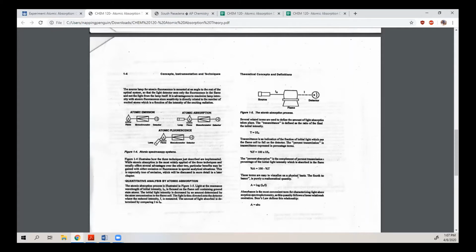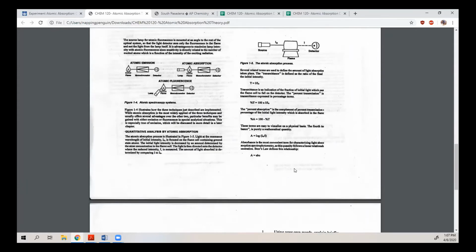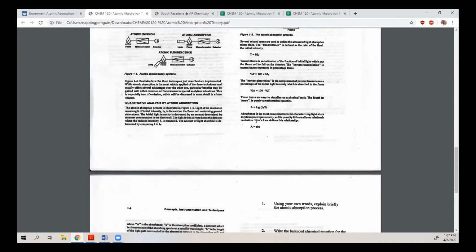And so we're going to measure the absorbance. Basically, we're going to shine our light through. We'll see how much light is coming through when there's no sample. We'll put our sample in, and we can tell that difference in terms of absorbance, and that's going to be related to the concentration according to Beer's law.